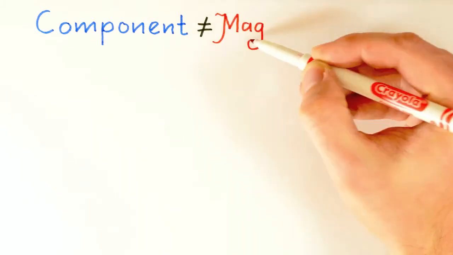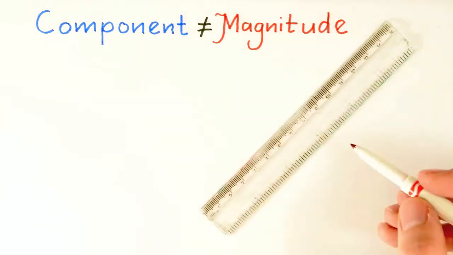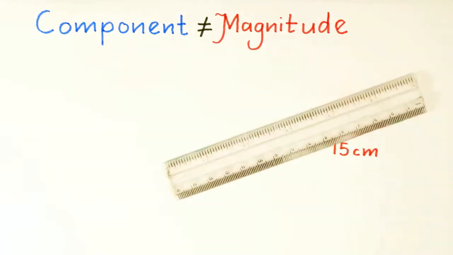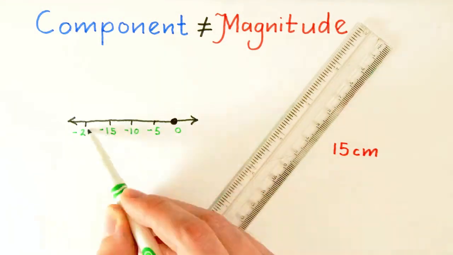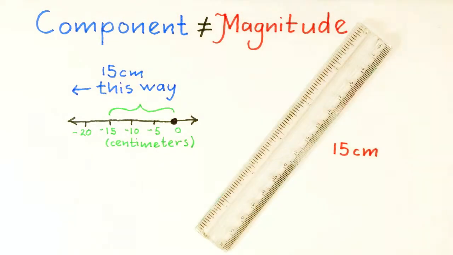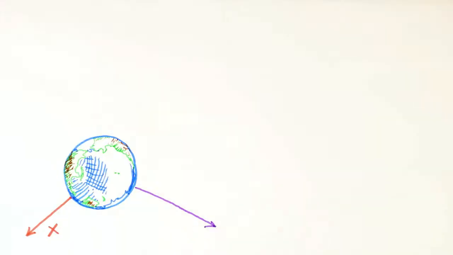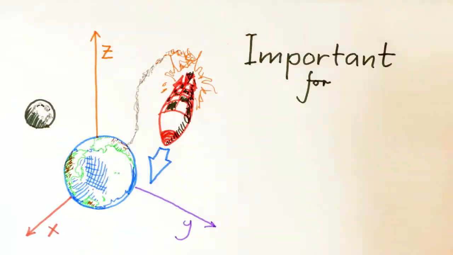We need to take care to remember that a vector component is not the same as a magnitude. The magnitude never carries any direction information, but the component carries some direction information, the sign, plus or minus, along a particular axis. We'll see later these ideas are important in more than one spatial dimension.